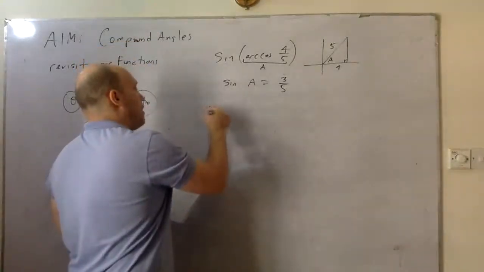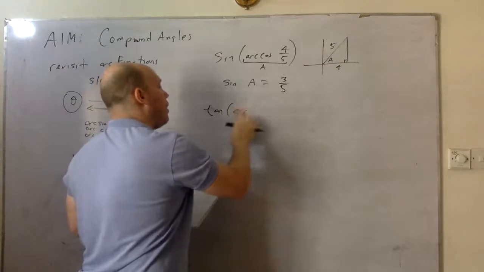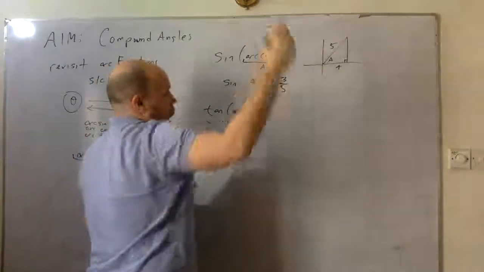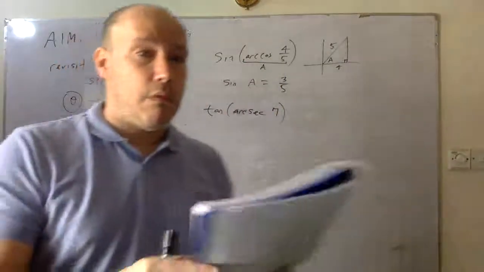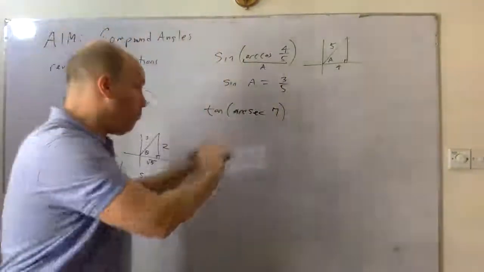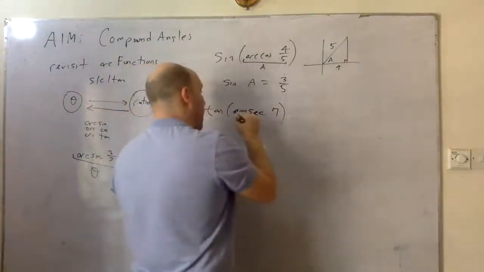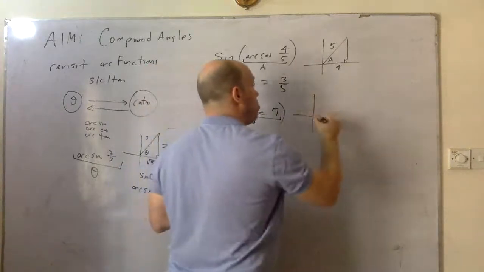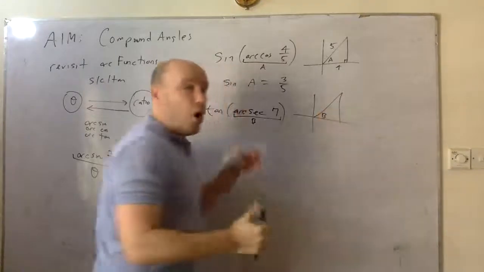You can say, the tangent of the arc secant of 7. Right? And you say, okay, this is an angle. Let me get my triangle. Let's call this angle B. Right? So let's get my picture up. There's some B. Right?